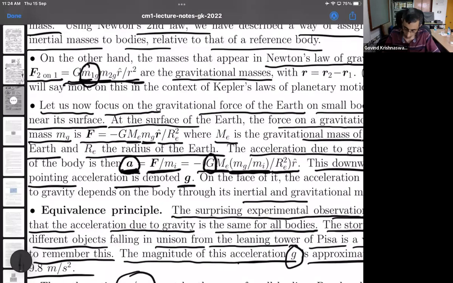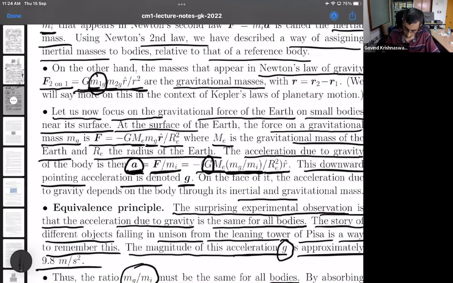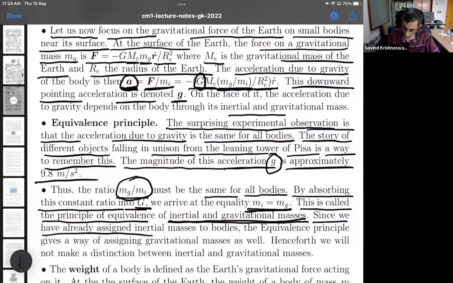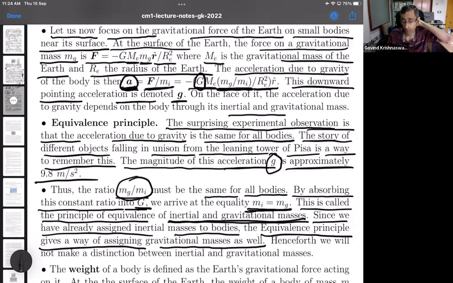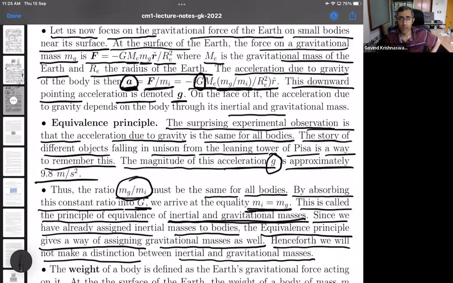Since we have already assigned inertial masses to bodies, the equivalence principle gives a way of assigning gravitational masses as well. And henceforth, we will not make a distinction between inertial and gravitational masses. Generally speaking, when you do other problems or other general discussions, we will not make a distinction between the two, except when we want to focus on this issue, then we will come back to it.